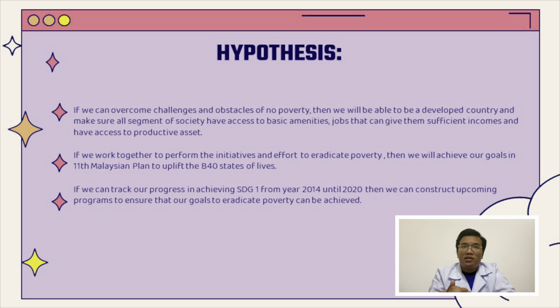Okay, for the second one, if we work together to perform all the initiatives and efforts done by the government to eradicate poverty, then we will achieve our goal in the 11th Malaysia Plan to uplift the B40 state of life. For the third one, if we can track our progress in achieving SDG 1 in Malaysia from 2014 until 2020, then we can construct upcoming programs to ensure that our goals to eradicate poverty can be achieved.